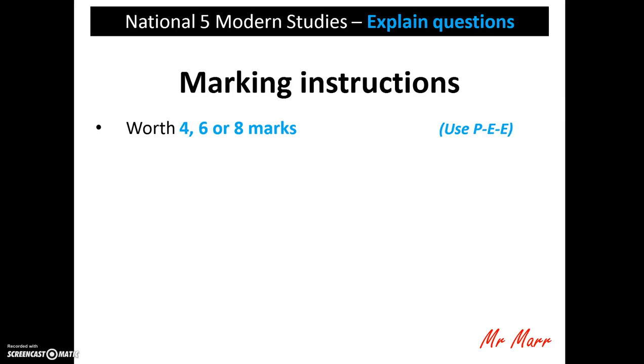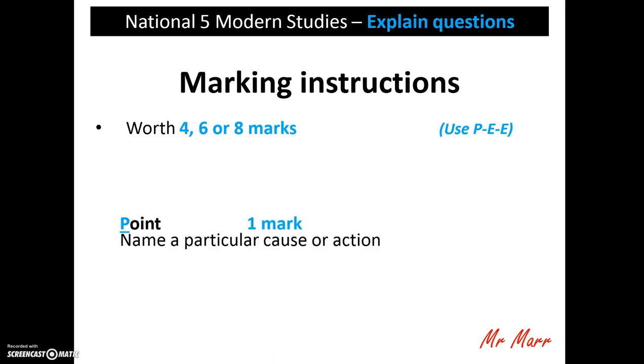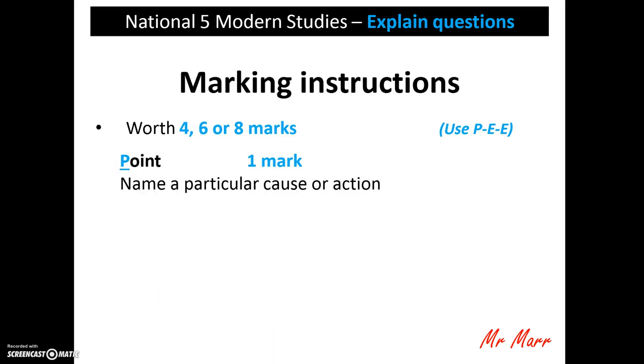As has been noted, these questions are worth either 4, 6 or 8 marks. Let's talk about how you can get these marks. One approach is by using the P system. In this case, P stands for point. And this very simply is when you name a particular cause or action which may have led to an event taking place. If you do this correctly, you can gain 1 mark.